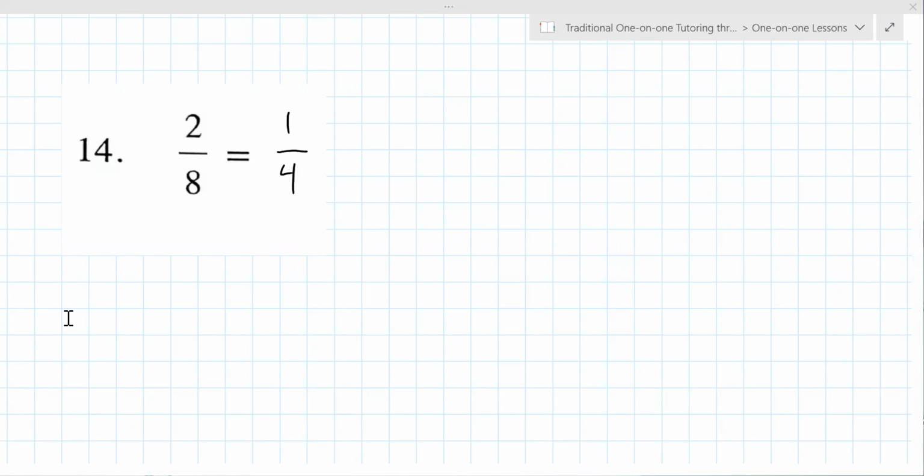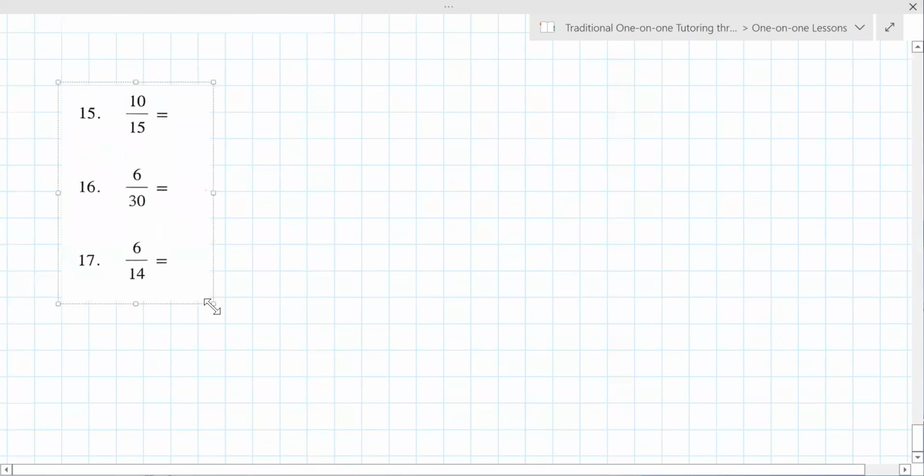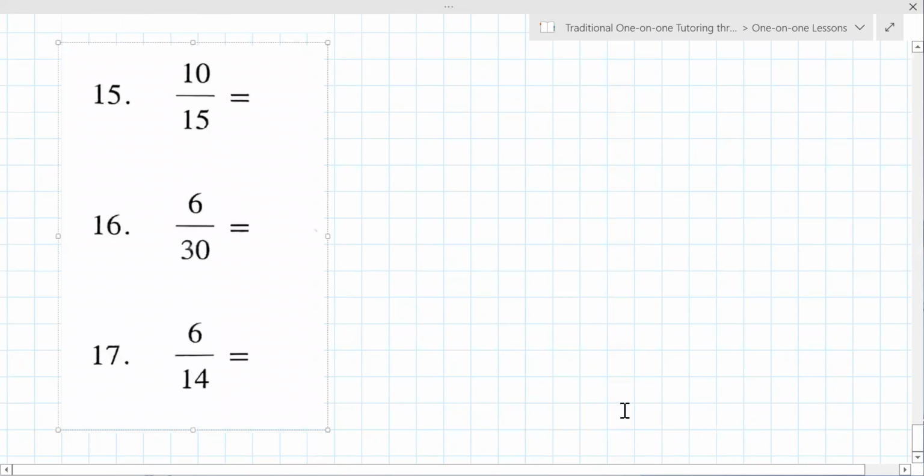All right. So let's look at the next 3. I guess just keep working on them. Okay. For number 15, 2 can't go into both. Does 3 go into both? 3 can't go into 10. How about 5? 5 can go into them. So 5 is 2/3. Good.